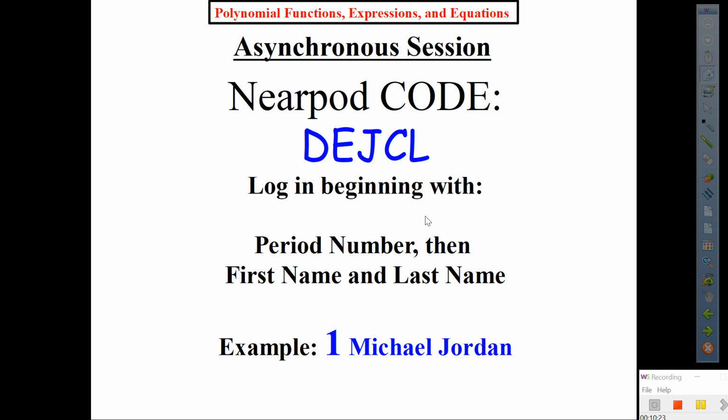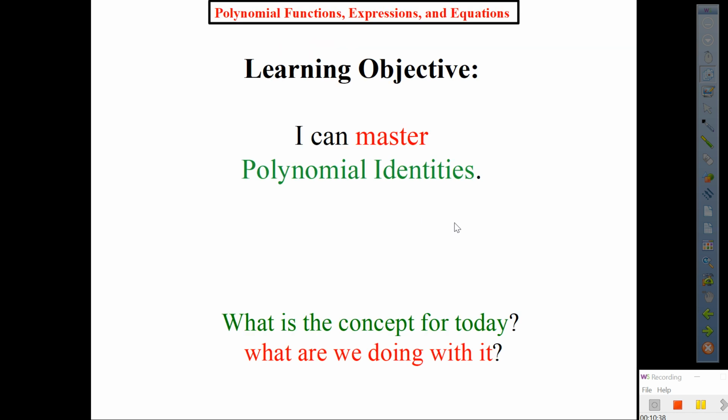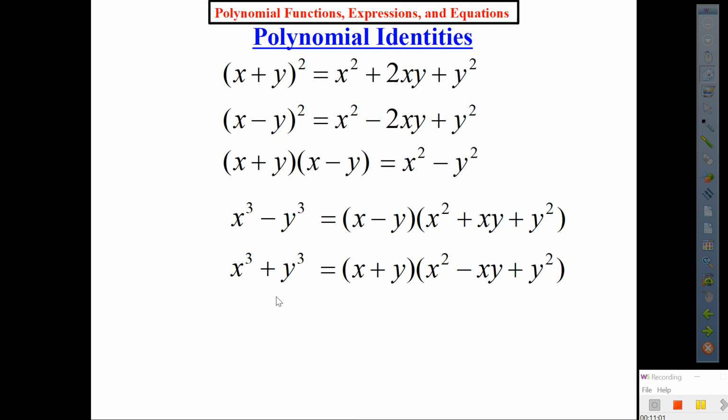There was no home play over the weekend. I said to act like tomatoes and catch up if you needed anything to be caught up with, like your identities. And tonight it's only making up 6 identities on your own. So here we go. Our objective for today, I can master polynomial identities. Do we know what polynomials are? We don't need a fair model, do we? No? Okay. Alright, but we do need these identities, right? Copy those, please.